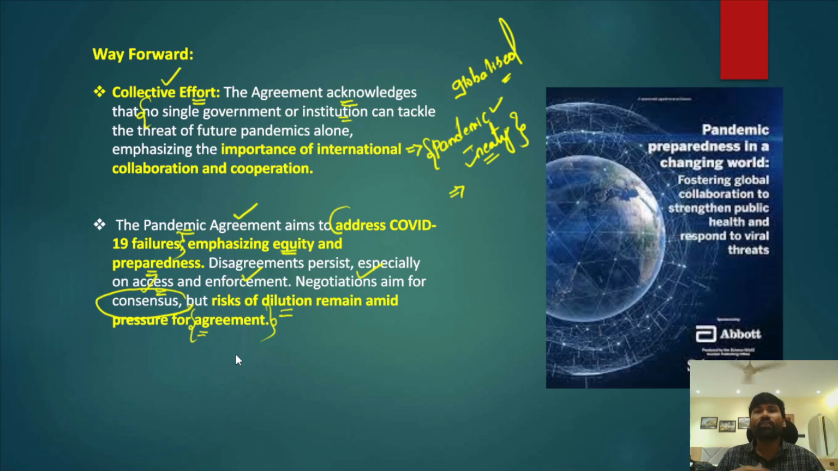So dilution on vaccine equity, dilution on lack of enforcement mechanisms or technology transfer would certainly impact the developing countries. It will also impact vaccine equity, thereby making the existing global pandemic agreement ineffective in future to deal with any such diseases. Therefore, global collective effort is necessary, and we should also understand each other's concerns and build consensus that is acceptable for all parties to deal with any future pandemic as effectively as possible.